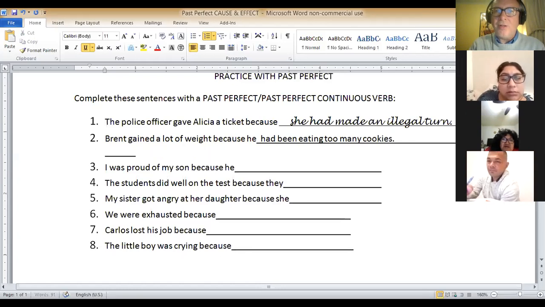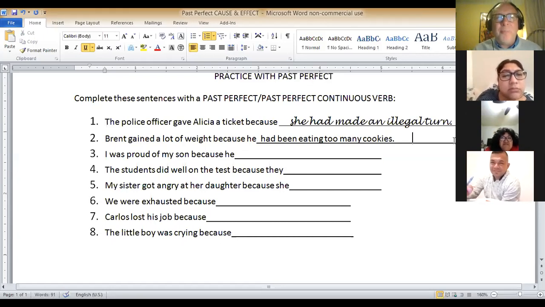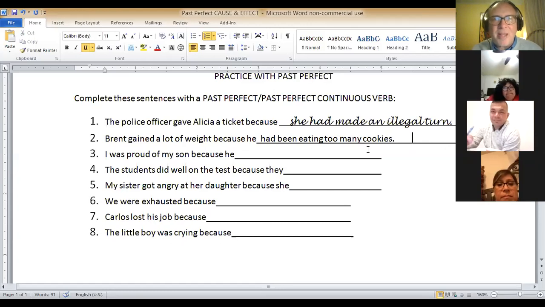Too many cookies. Sounds good, right? So Brett gained a lot of weight because he had been eating too many cookies. That's me. Too much chocolate. All right. The next one.